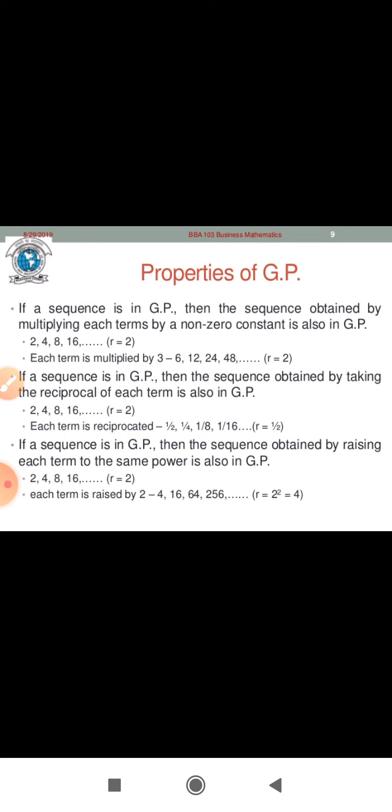If a sequence is in GP, then the sequence obtained by raising each term to the same power is also in GP. 2, 4, 8, 16. Here the common ratio r is equal to 2. Each term is raised to the power 2: 4, 16, 64, 256. So the common ratio r is equal to 2 to the power 2, which is 4.